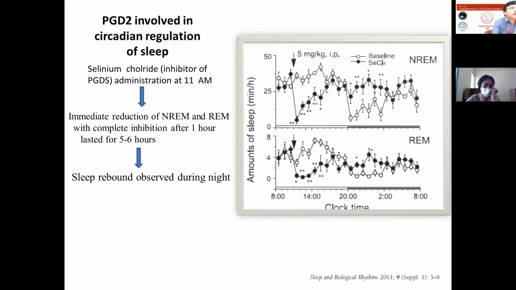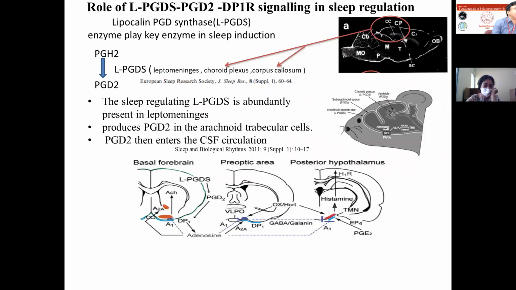Studies have also very clearly shown that prostaglandin D2 varies along with the sleep-wake cycle, and it is also involved in the circadian regulation of sleep. So how does prostaglandin D2 initiate sleep? In the meninges, leptomeninges, choroid plexus, and the corpus callosum, we have a very important enzyme, prostaglandin D synthase, where prostaglandin D2 is synthesized.